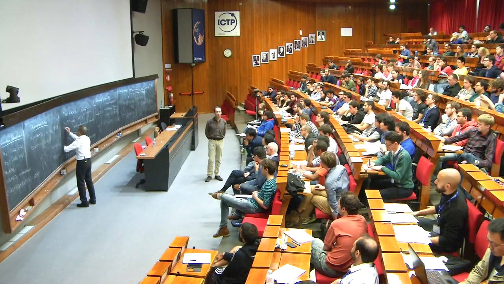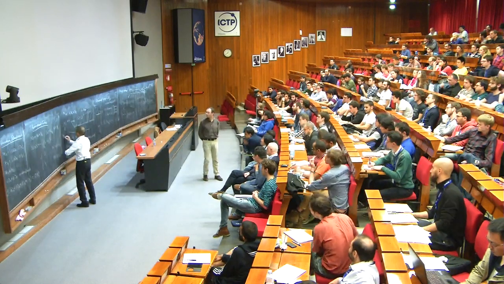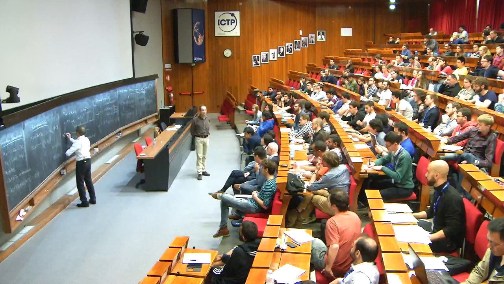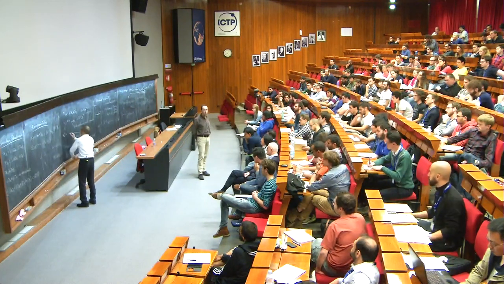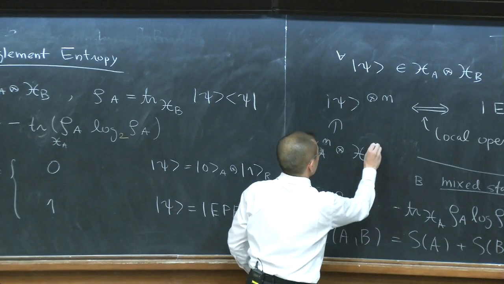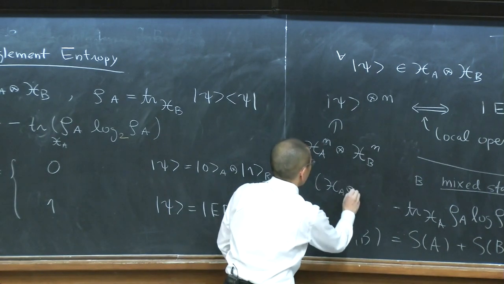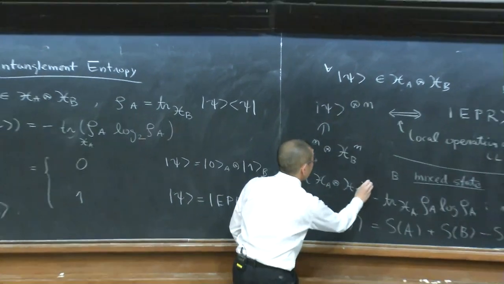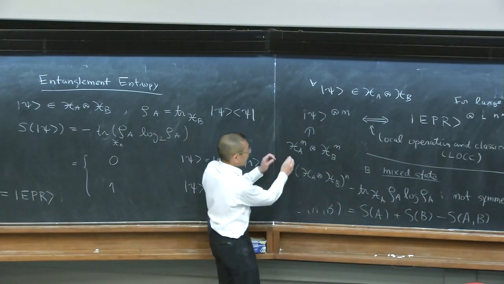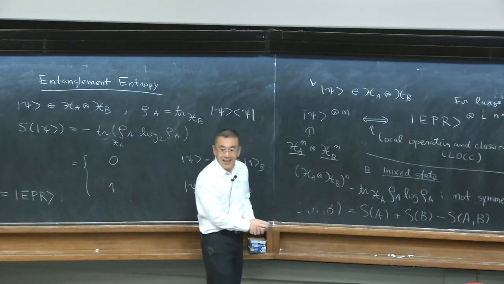So this state belongs to the tensor product of this Hilbert space and this Hilbert space. It is true that it's a product state for this Hilbert space. But there is an entanglement between here and here.